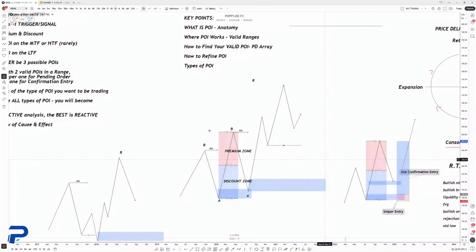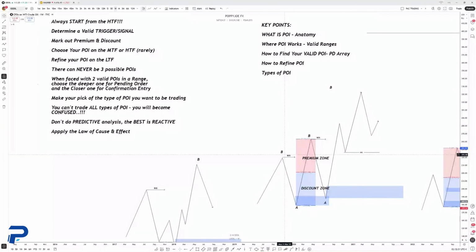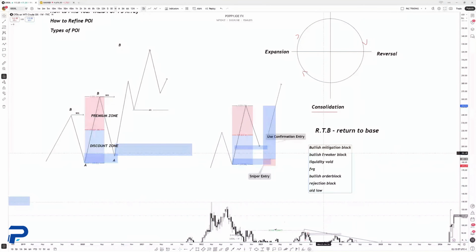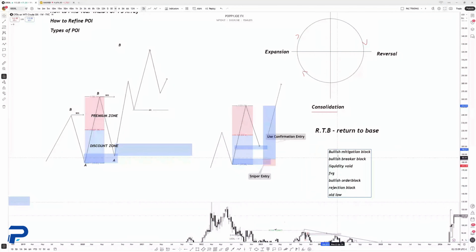Okay, they can have 3 POIs. Okay, I've explained that also. When faced with two valid POIs, choose this other one. Now, make your pick of the type of POI you want to be trading. See, writing all of these things out actually helps, because I might not have remembered this. But what I'm saying here is make your pick. It's very simple. You see, when trying to apply PDRAs, I'll just be clear about something. You can't trade every type of these POIs.